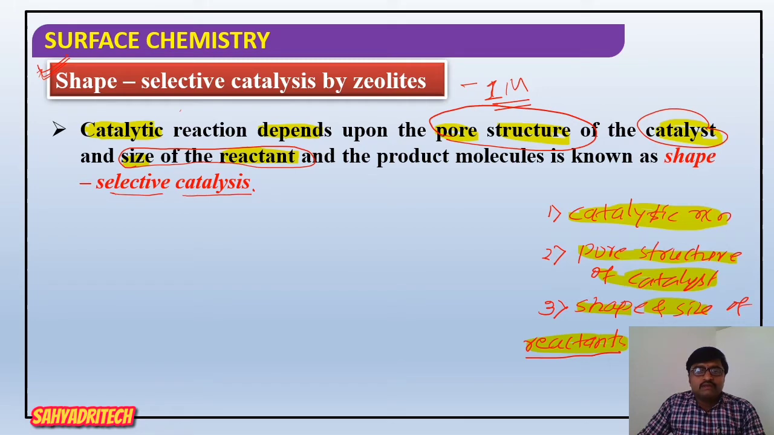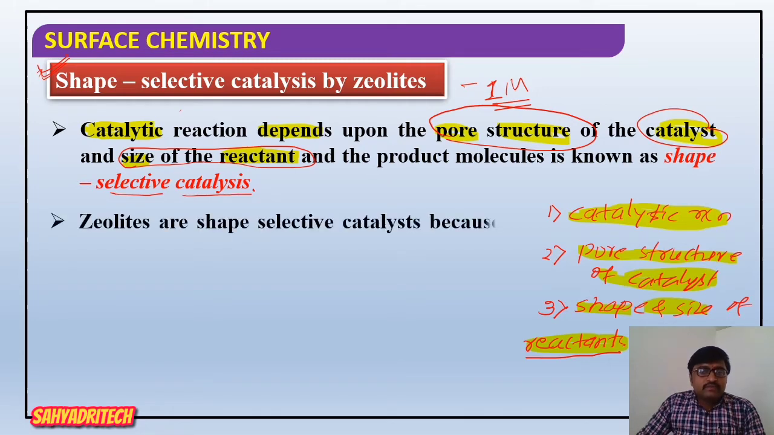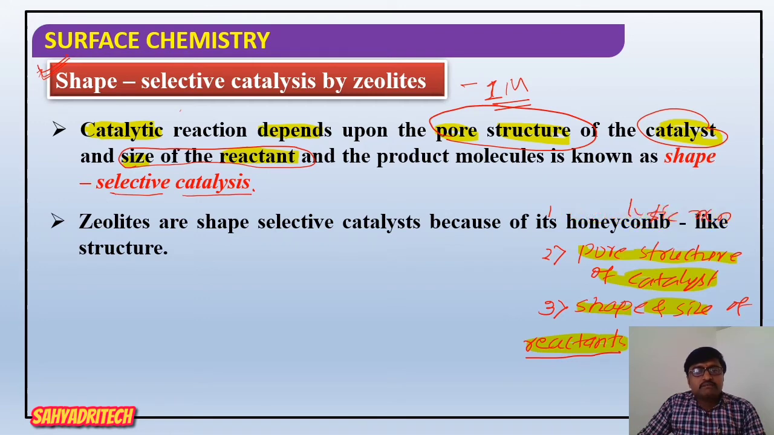Now, what is the title I specified here? Shape selective catalysis by zeolites. I am talking about zeolites here, okay? What are zeolites? Zeolites are a kind of chemical substances. These zeolites act as a catalyst.